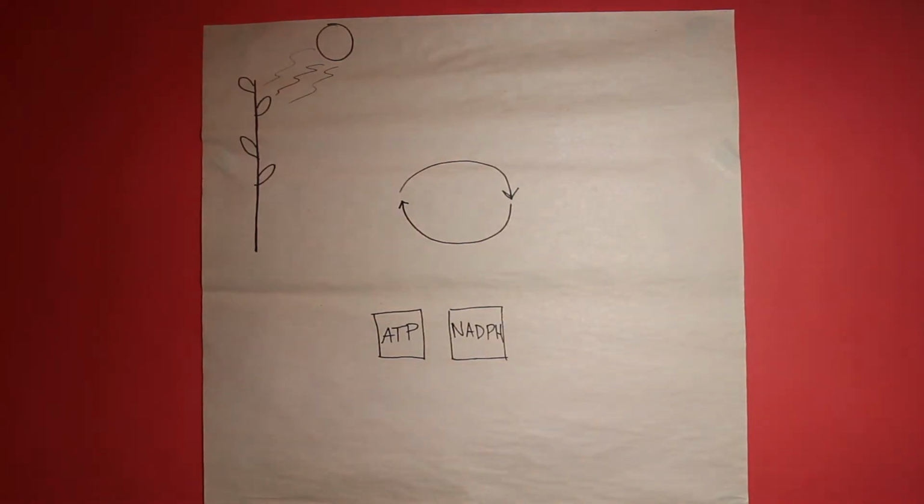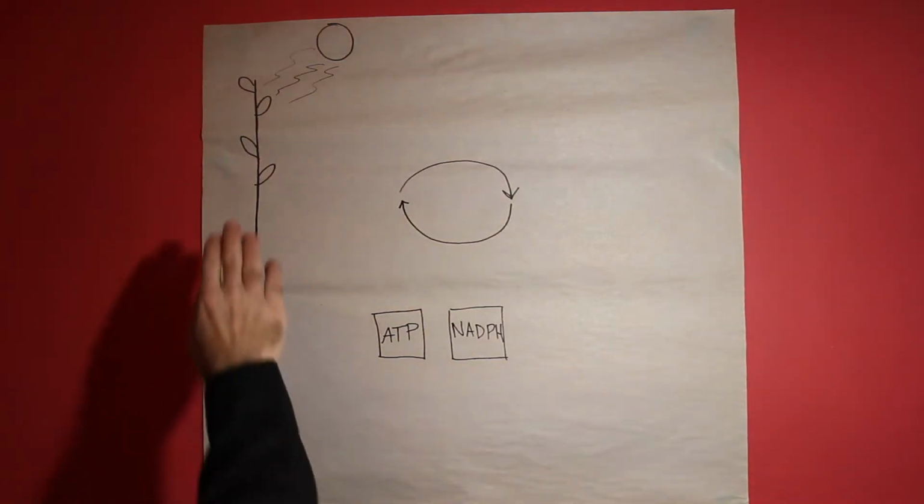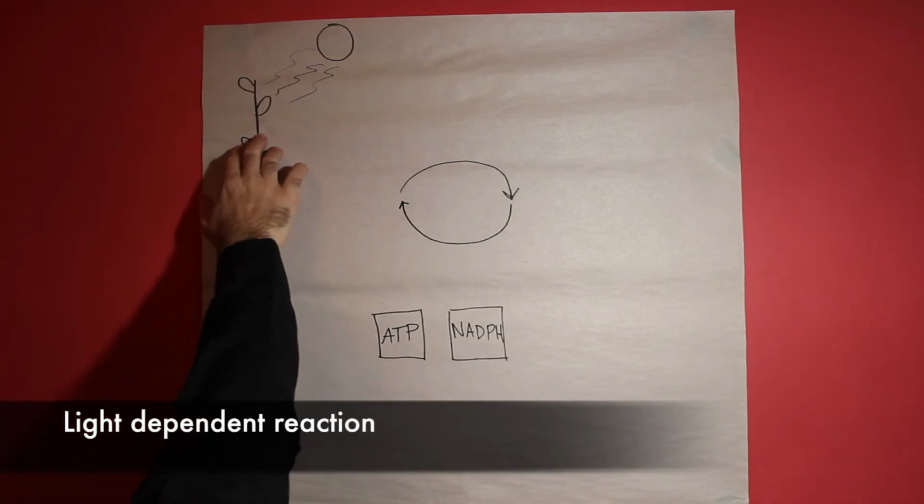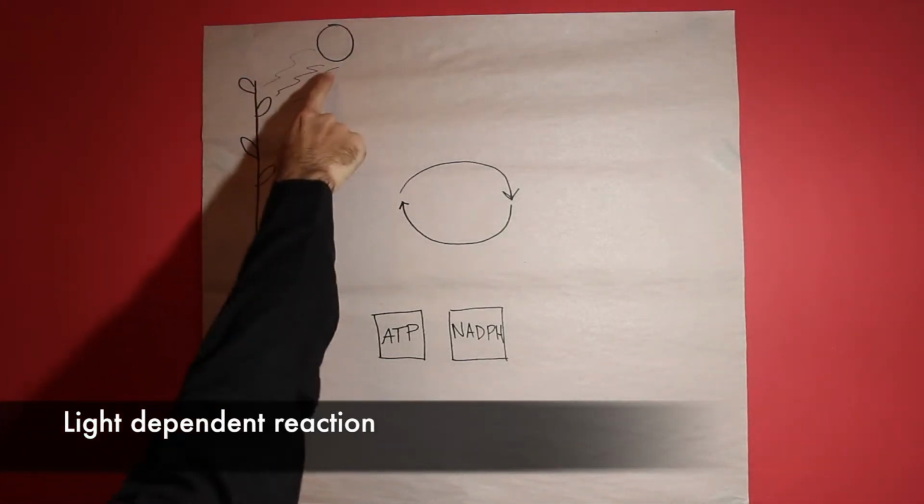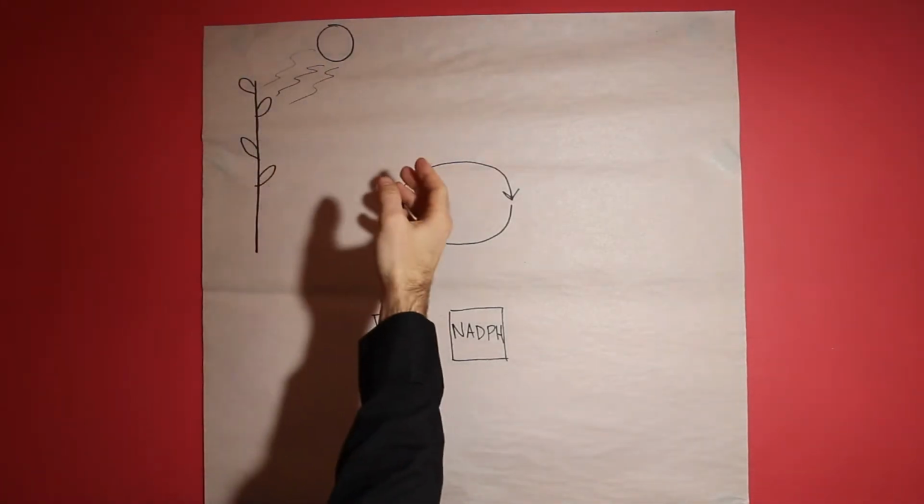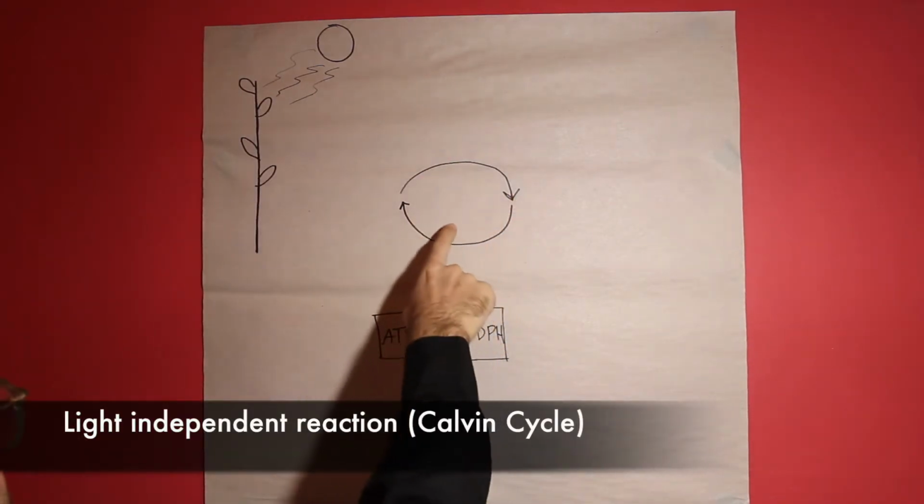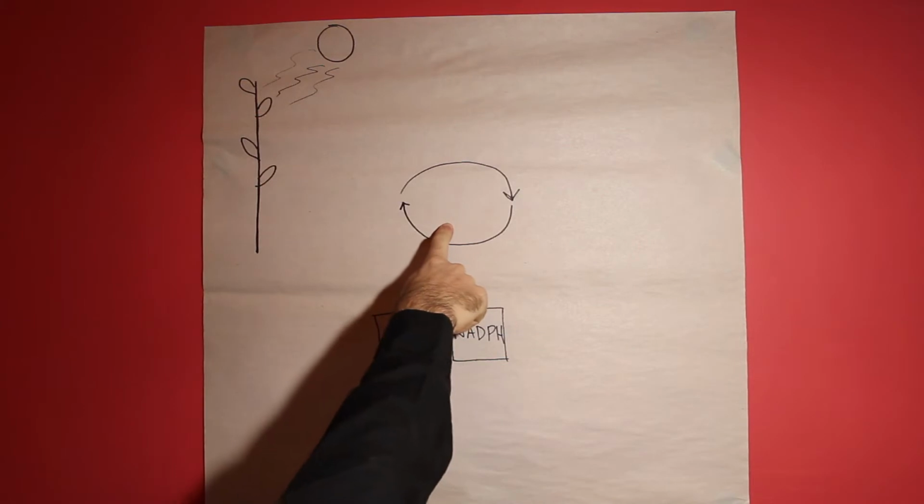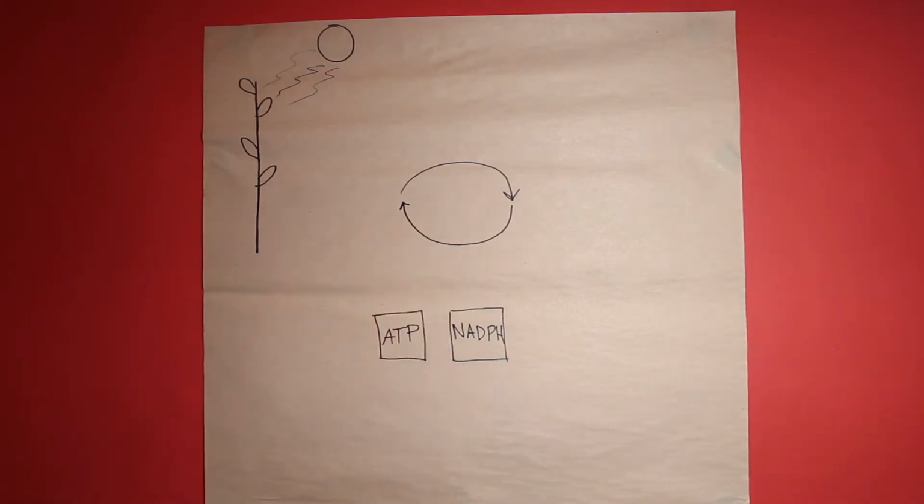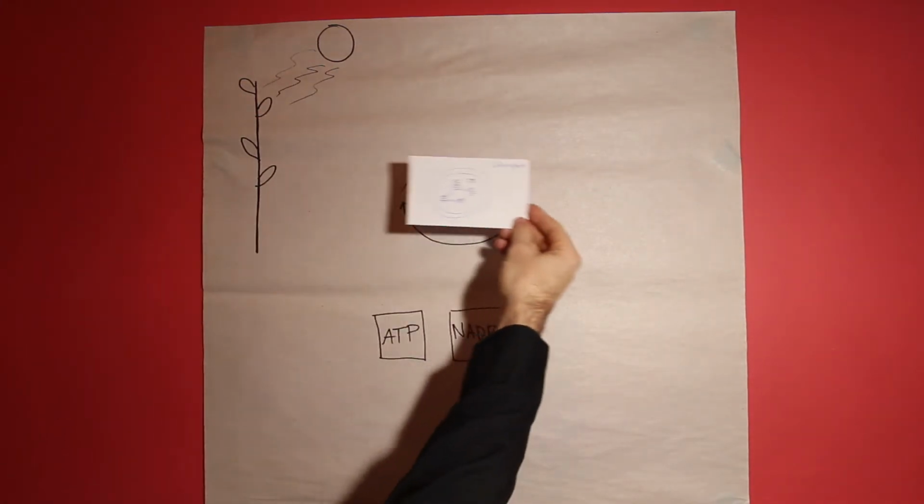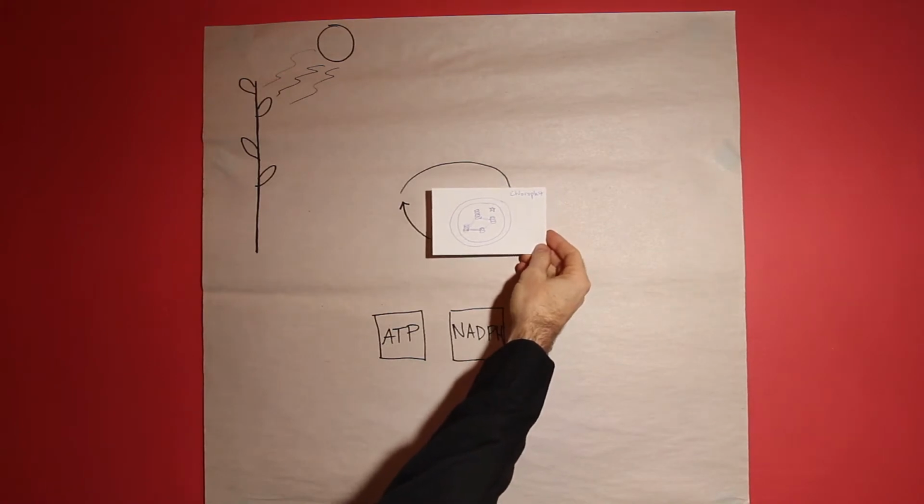Photosynthesis can be divided into two reactions. We have a light-dependent reaction, where the plant is getting energy from the sun. And we also have a light-independent reaction, and we'll be focusing on that today. This is called the Calvin cycle. The Calvin cycle takes place in the stroma inside the inner membrane of the chloroplast.